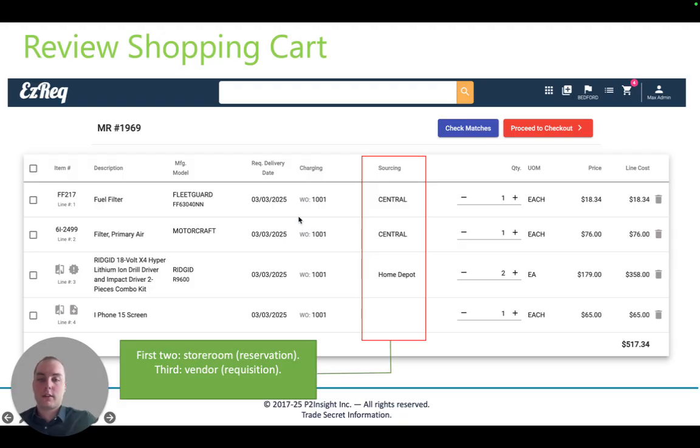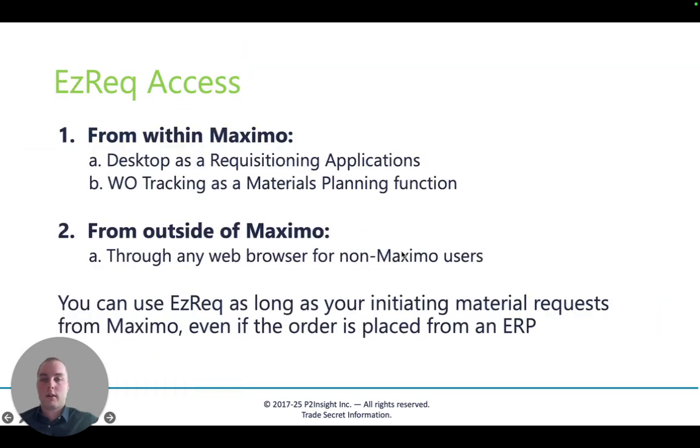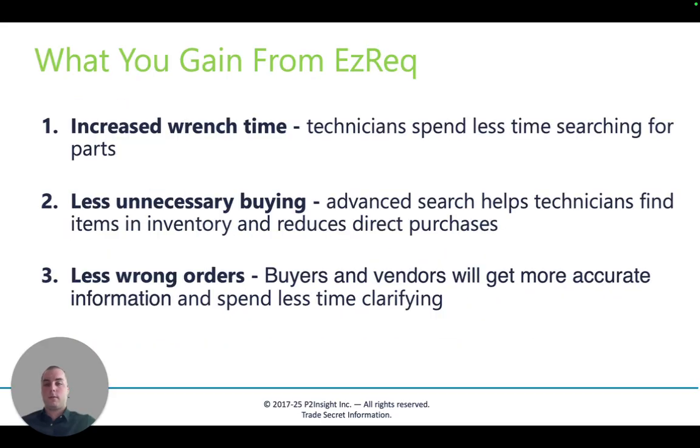Anything we choose to source from internal inventory will have a reservation created for it automatically in the storeroom. Anything from a vendor will have a requisition automatically created for it. And we feature access from within Maximo as a part of the desktop requisitioning application and as a part of the work order tracking in the material planning function, and from outside of Maximo through any web browser. But the main thing is you can use EzReq as long as you're initiating material requests from Maximo, even if the order is placed in an ERP.